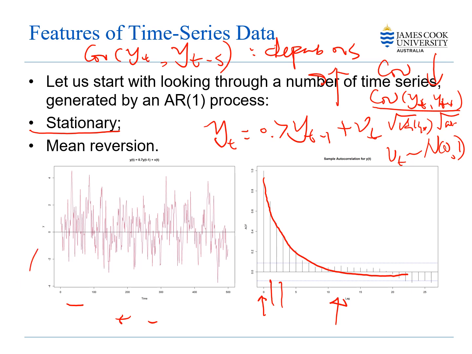Another feature we can observe here is that it has mean reversion. If for some reason it goes far away from the mean, which here is 0, then it will return back. So there's a kind of mean reversion. So this process is stationary.